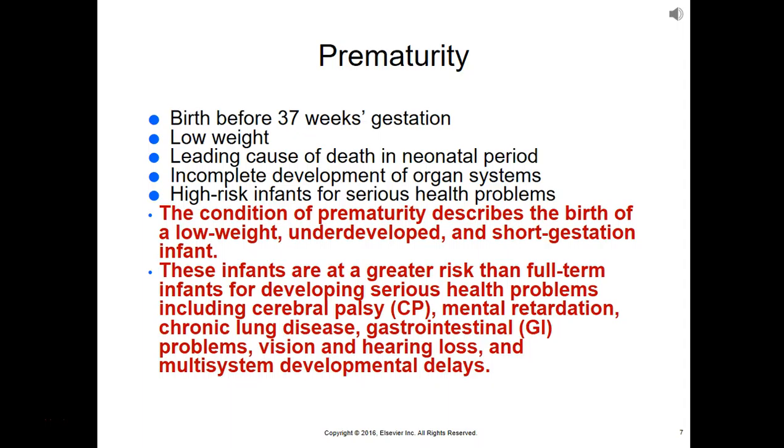High-risk infants for serious health problems. So if they're born premature, they are already at a high risk for additional serious health problems. The condition of prematurity describes the birth of a low-weight, underdeveloped, and short gestation infant. These infants are at a greater risk than full-term infants for developing serious health problems, including cerebral palsy, mental retardation, chronic lung disease, GI problems, vision and hearing loss, and also other multi-system developmental delays.